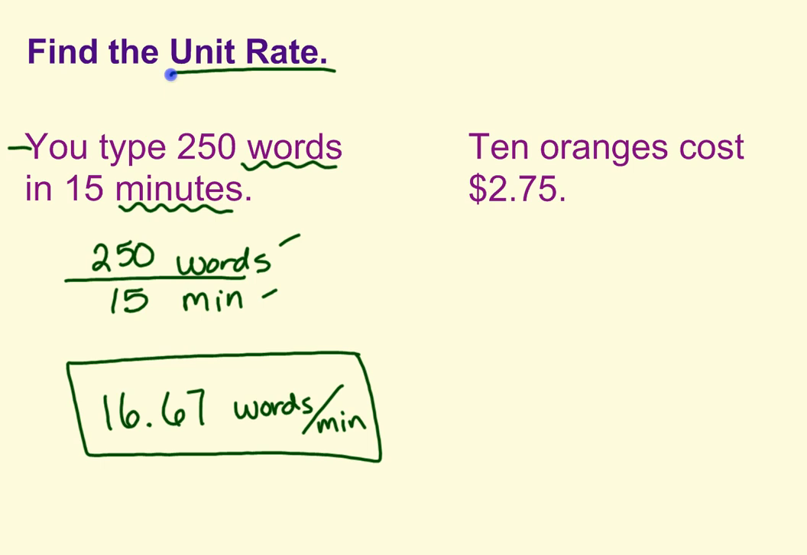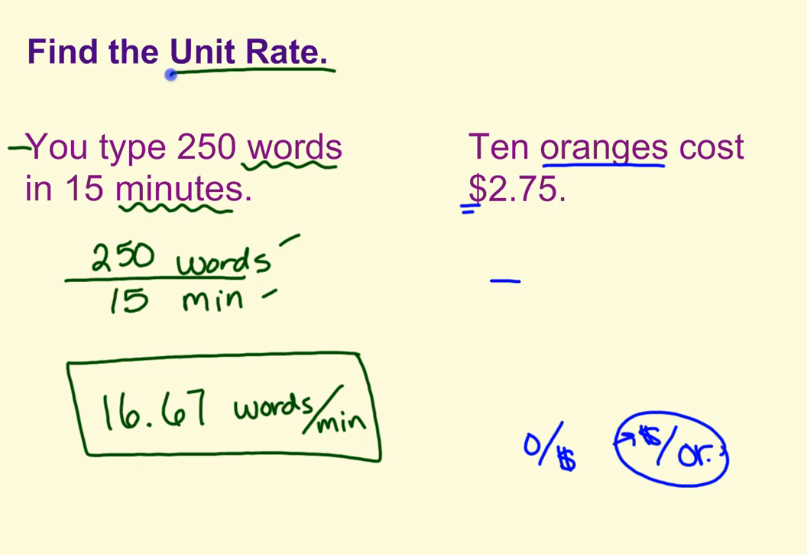So our next example, 10 oranges cost $2.75. So figure out what your labels are. You're talking about oranges and dollars. So would it make more sense to say oranges per dollar or dollars per orange? And in this case, we're talking about how much oranges cost, so we would want to know how much does an orange cost, so dollars per orange.